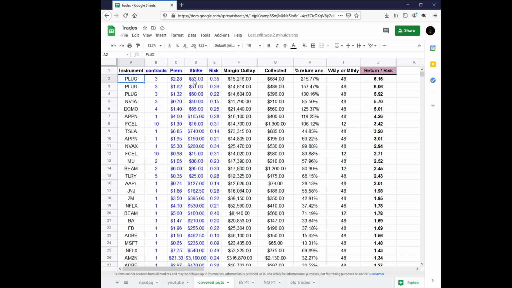Once I have that data for the stocks I'm interested in, I do a quick margin outlay calculation, which is nothing but the strike price minus the premium that I received, times 100, times the number of contracts. So that's the calculation over here: strike D2 minus the premium collected C2, times 100, times B2, number of contracts. That's the amount of money I need to make sure I have available when I sell this cash covered put, because that's how covered puts work.